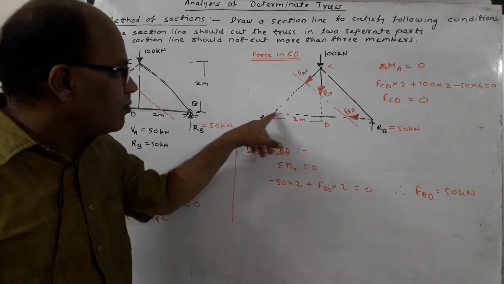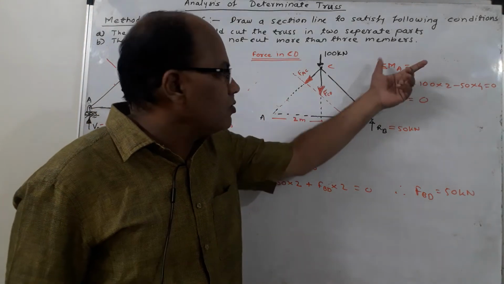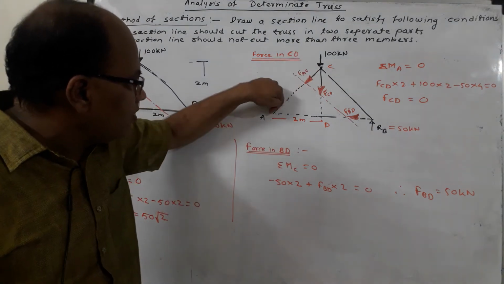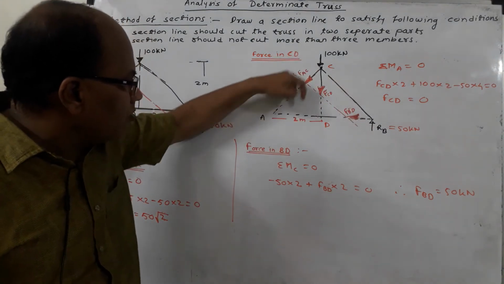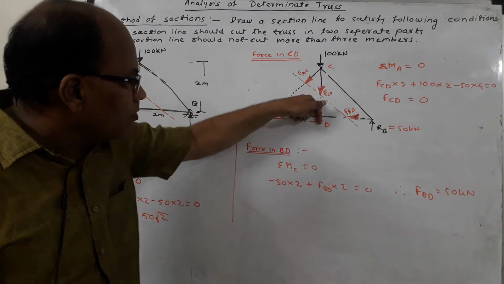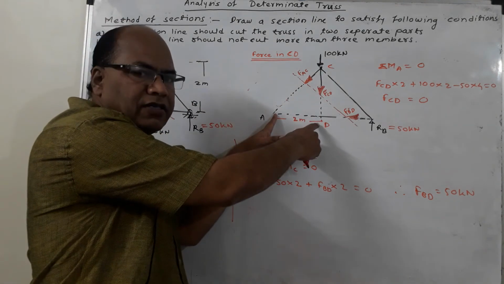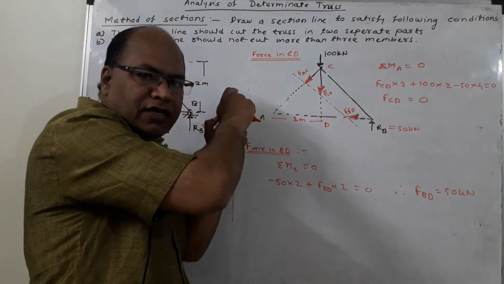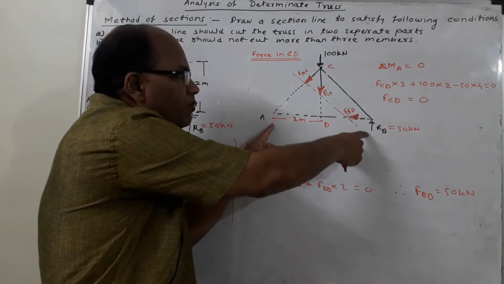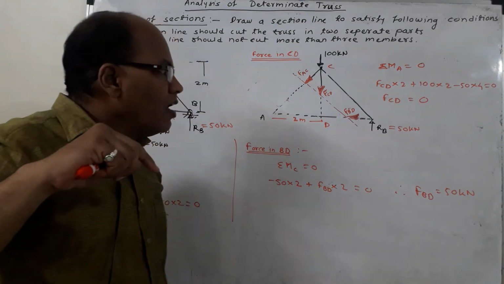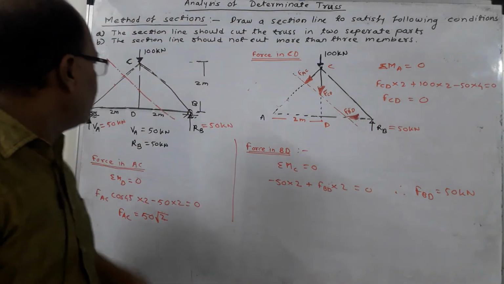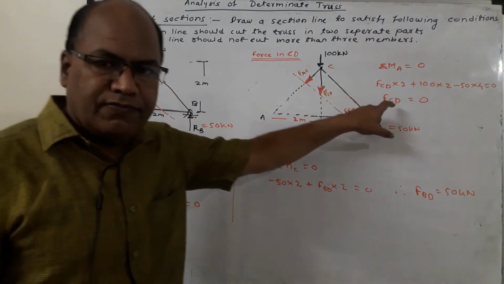As I take moment about A and equate it to 0, the summation of moment about A equal to 0 will give moment of Fs is 0, moment of FBD is 0. FCD will have a moment, so it will be FCD into perpendicular distance, which is 2, 100 into 2, both are clockwise, both are to be considered as positive, minus 50 into 4 will be the equation. And if I solve it, I will be getting FCD as 0, so the force in this member is 0.